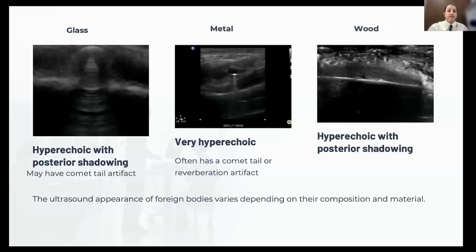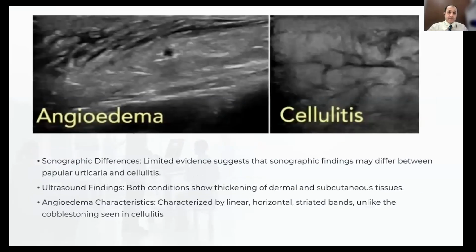Another reason for doing ultrasound in soft tissue infection is to detect, maybe there is some foreign body, even one the patient doesn't know about.